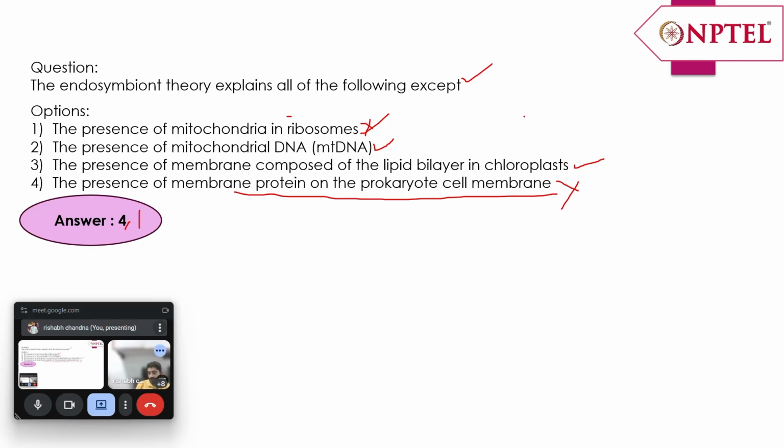In the last option, it states the presence of membrane protein on the prokaryotic cell membrane. The endosymbiont theory basically explains how mitochondria and chloroplasts evolved and how they entered a eukaryotic system. They were considered prokaryotic systems, but as evolution happened, they were engulfed by the eukaryotes and started acting as organelles in a eukaryotic system. But the endosymbiont theory doesn't explain anything about the prokaryotic system and how it originated. So that's why the fourth option is neglected, and it will not be able to explain that thing.